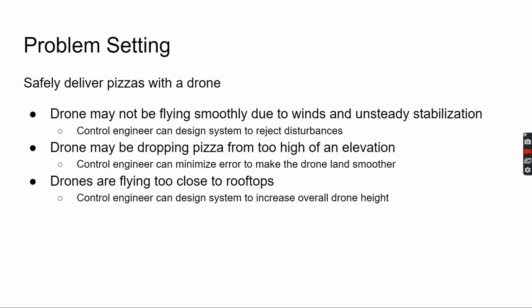Another problem area that the team identified was that the drone may be dropping the pizza from too high above the ground, causing damage to the pie and the box. This would be classified as an error in the system. An engineer with the proper tools can minimize this error and can also make the drone land smoother. Finally, the evidence of pizzas on roofs was indicative of drones flying too close to houses. A control engineer could design the system in a way to increase the overall drone flight height. The problems are applicable to the real world, and the solutions are found in the tool belt of a feedback engineer.